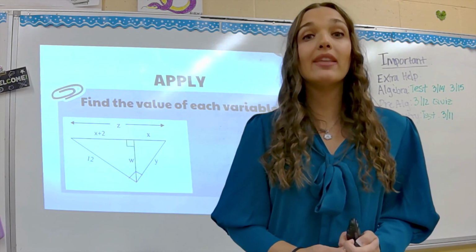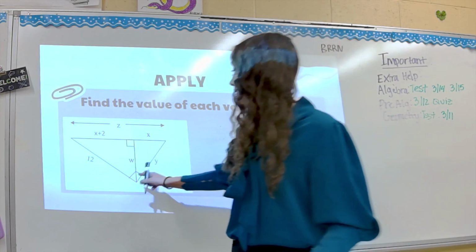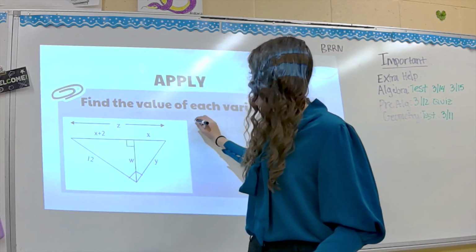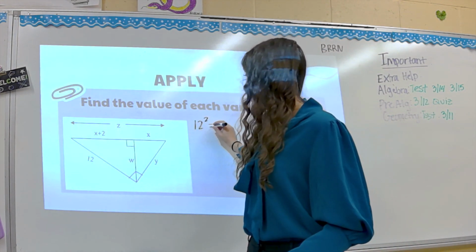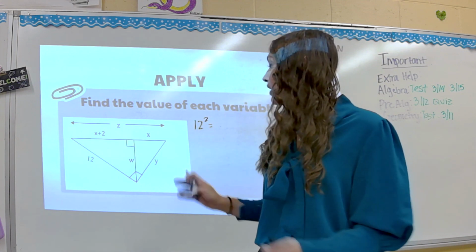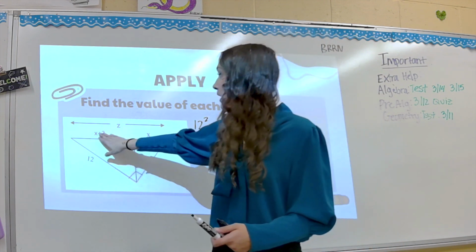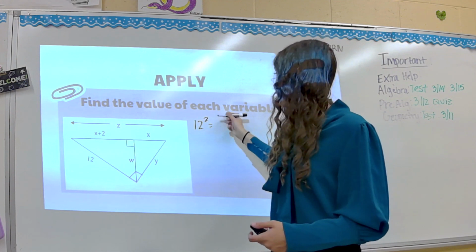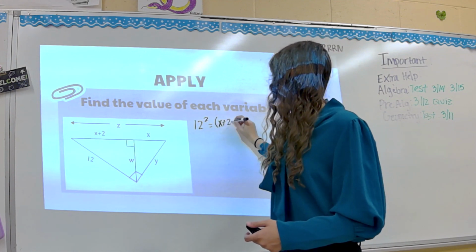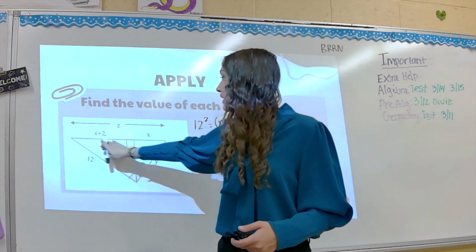The geometric leg theorem tells me that I'm going to take my leg squared, so I'm going to do 12 squared, equals, we are going to take the part closest, x plus 2, and multiply it by the whole entire hypotenuse.